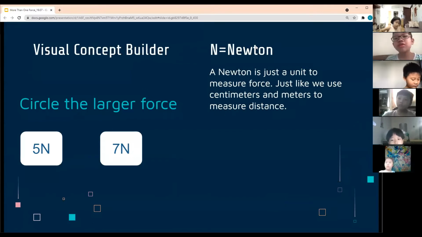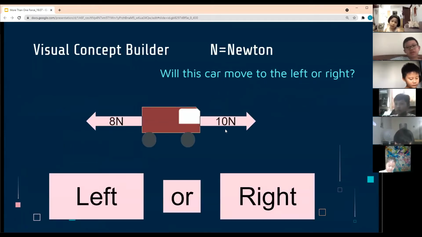If you guys really want to know what the N stands for, it's okay if you don't want to know, but if you want to know, it's how much force it takes to move a 1 kilogram object to the speed of 1 meter per second. I know that's complicated, but it's basically how much force is needed to move an object.